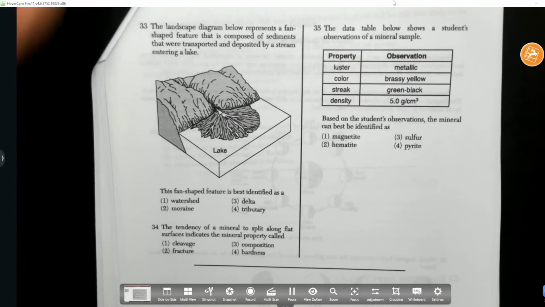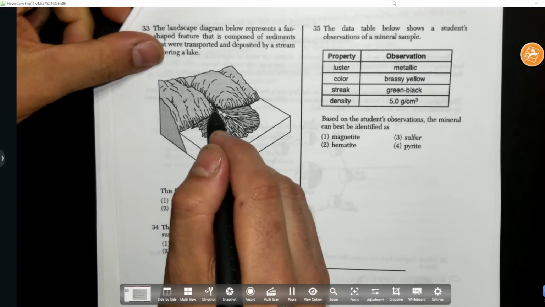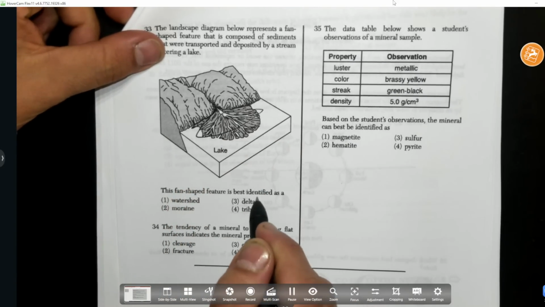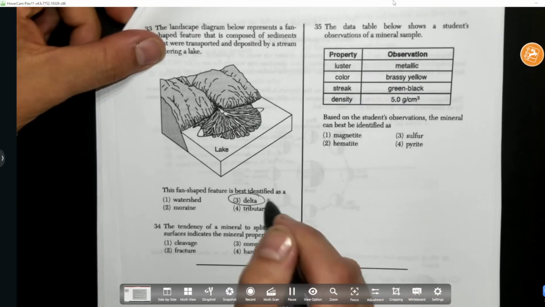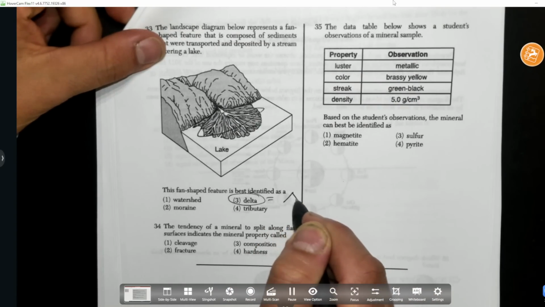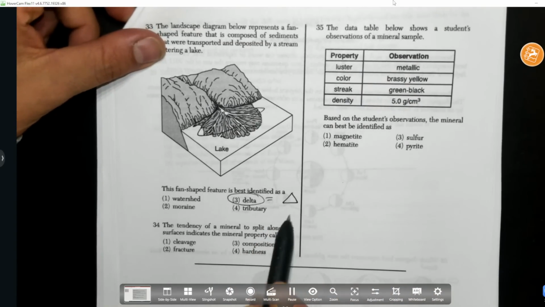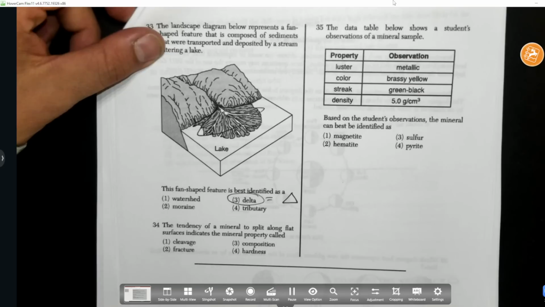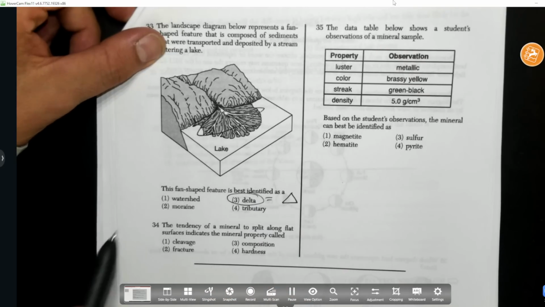33. The landscape diagram below represents a fan-shaped feature that is composed of sediments that were transported and deposited by a stream entering a lake. If you ever have sediments that are in the form of this triangle shape or fan shape, this is known as a delta. Delta, you might have learned, is one of the Greek letters, which basically means the letter D, and in this case it's a triangle, and that's one way you can remember delta.